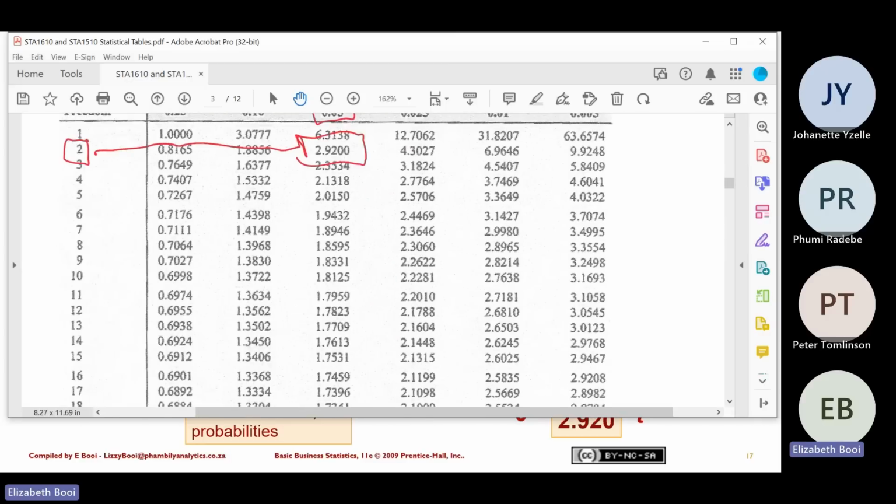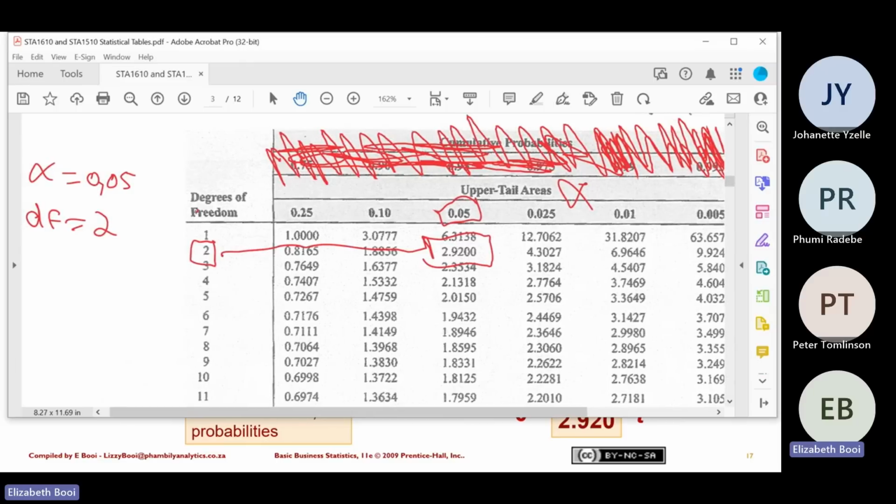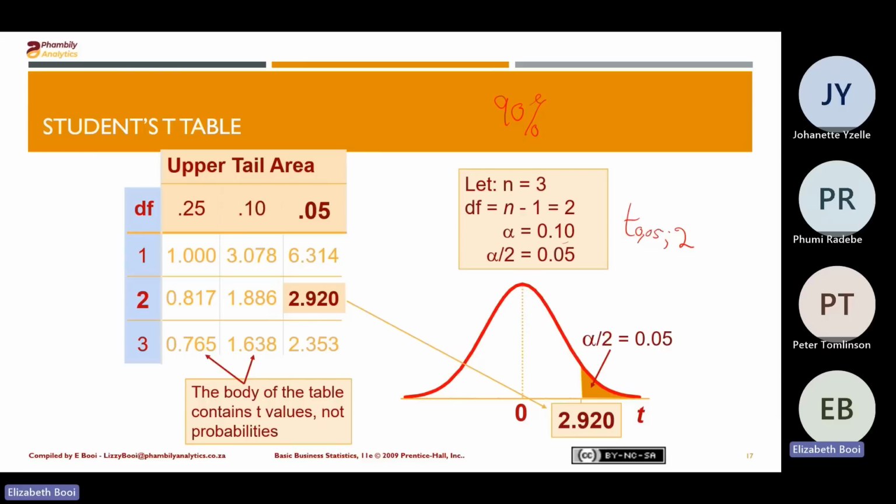Make the table bigger. So our degrees of freedom of 2 and our alpha divided by 2 value of 0,05 gives us the critical value of 2,92. Also remember, 2 sides, the negative side and the positive side of the critical values. So we're going to use the plus or minus. So there is also this side, which will have the minus 2,920.